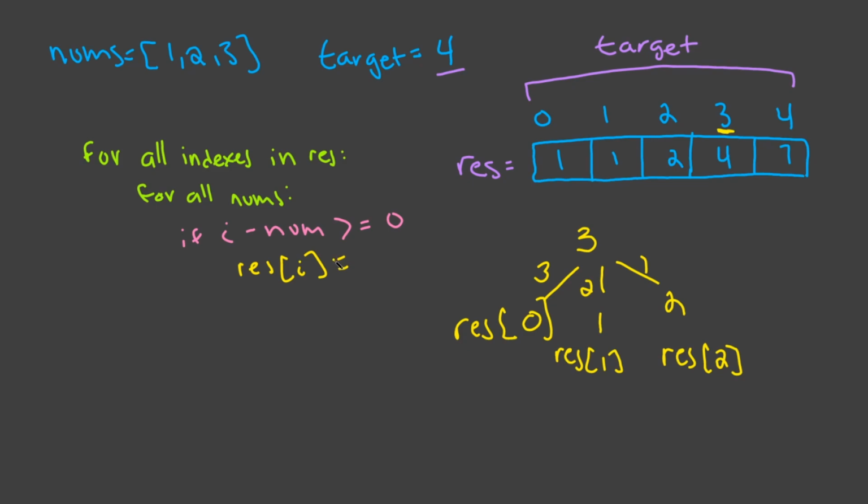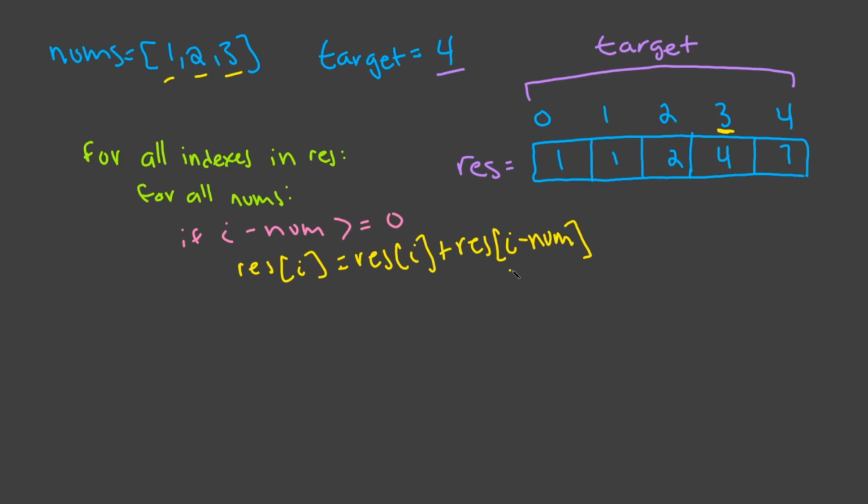So I guess we could say here we want to add our current result plus the result at I minus our number. In case it's not clear, the reason we do result at I minus number is because we want to calculate result at 3 minus 3. So when we use our number 3 here, we want to see how many distinct ways we can make 0. And like we said earlier, that will be 1.